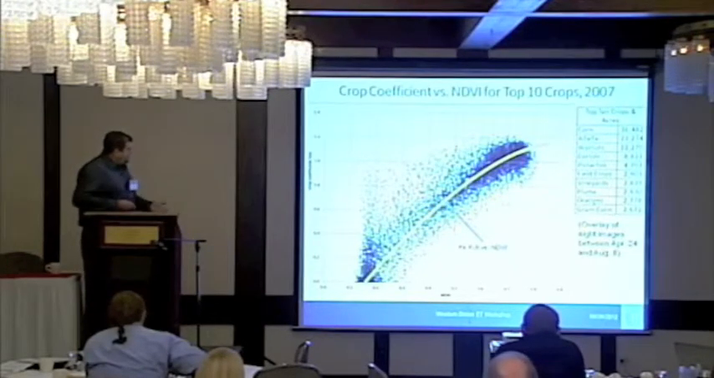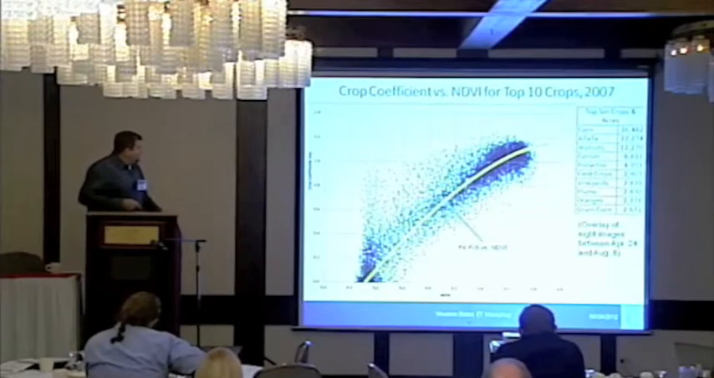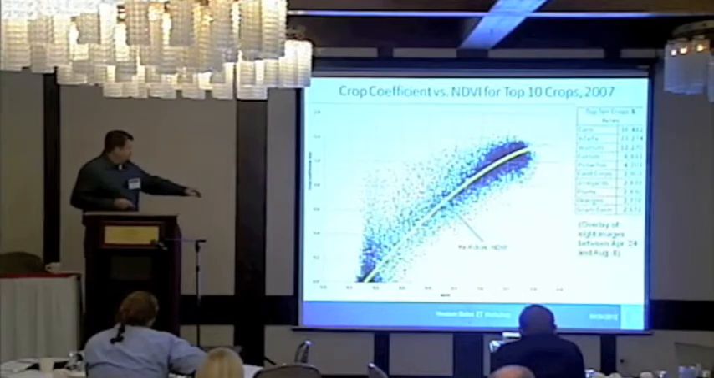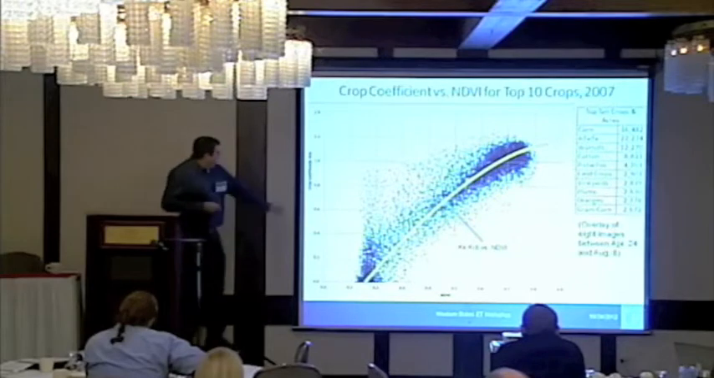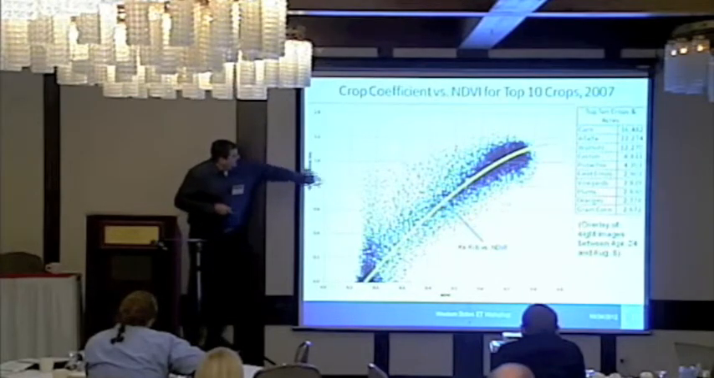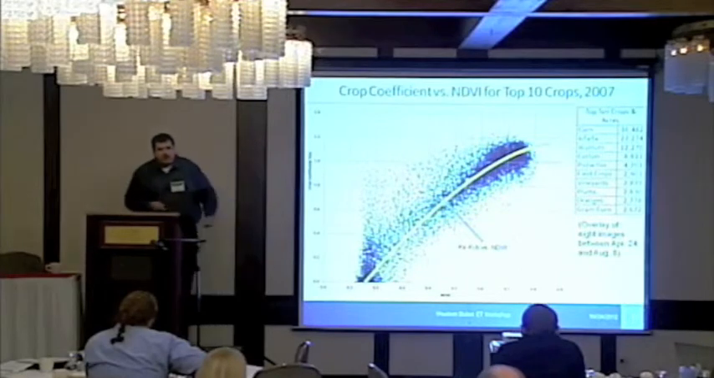So here's a look at how we developed the relationship. We basically created a scatter plot of the actual crop coefficient from CBOL versus the NDVI values for 8 image dates for individual fields. And that's the black cloud you see there. The areas of relatively high crop coefficients at low NDVI represent evaporation, and the base of this curve represents what we think is the basal crop coefficient.